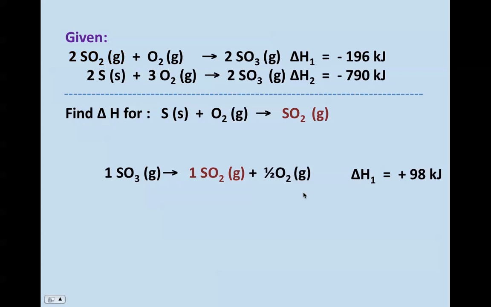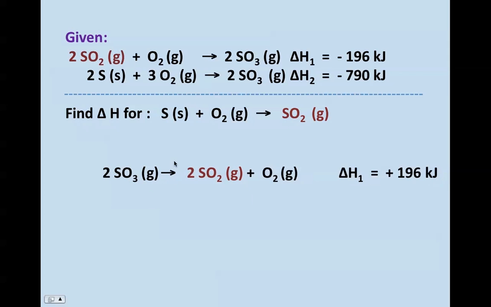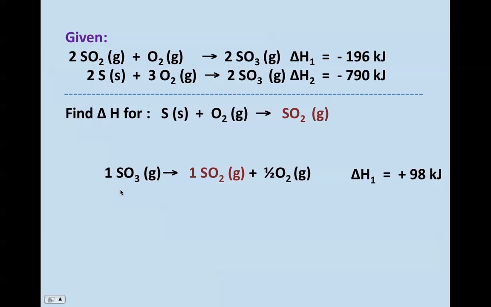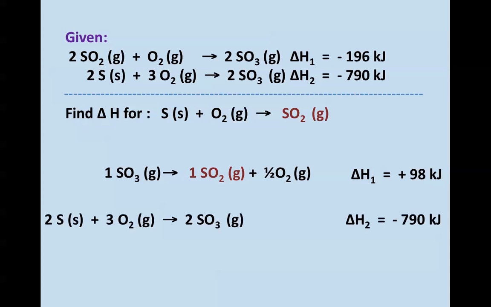We're going to see here that I only need 1 mole of it. So I went from writing it exactly as is, but since I only need 1 mole of SO2, I'm going to divide everything by 2, including the delta H. So I've changed all the coefficients, divided them by 2, and I've also divided the 196 by 2 to get my positive 98 kilojoules. Now I can go ahead and set up my other equation.